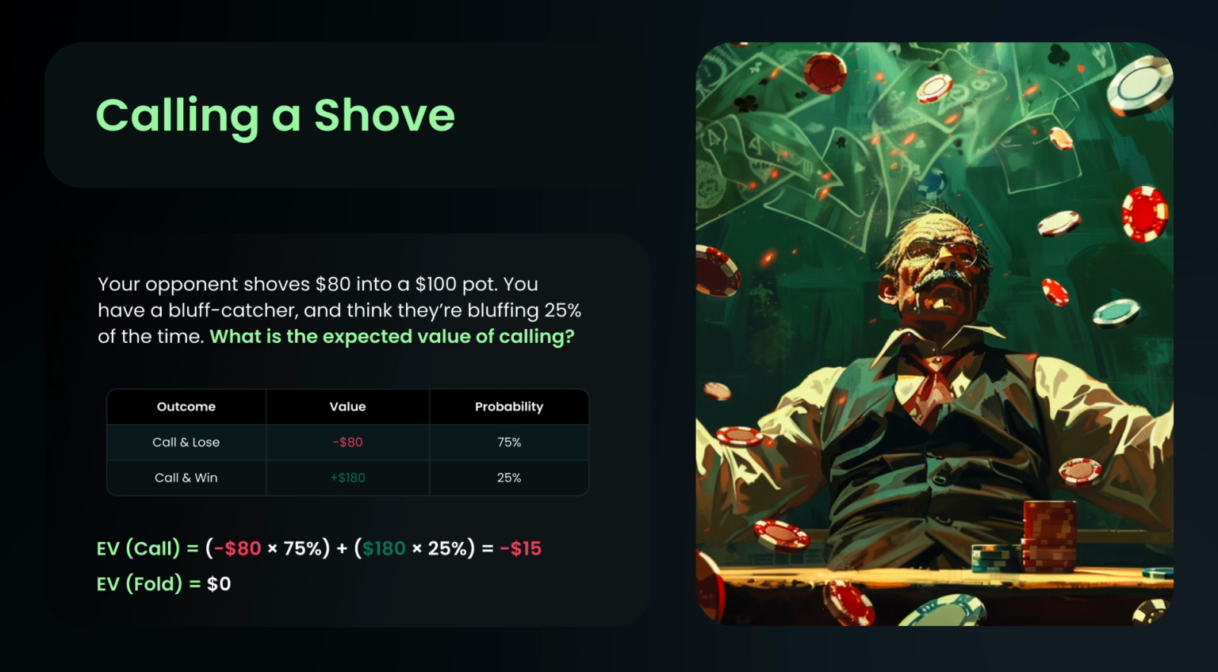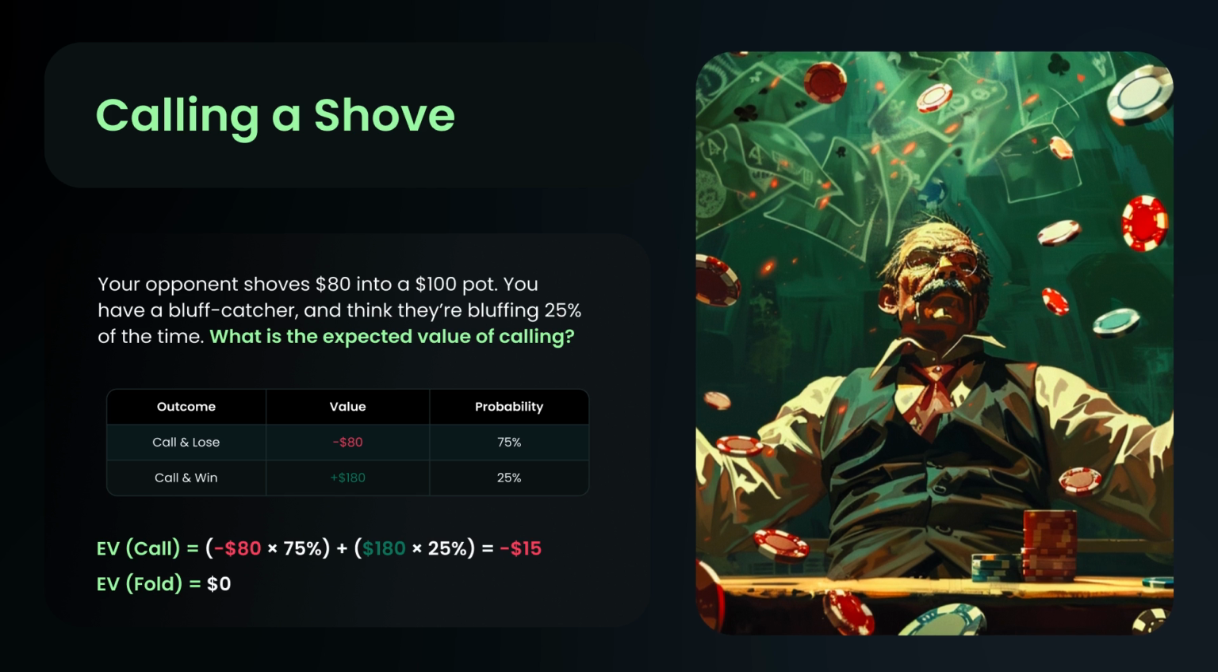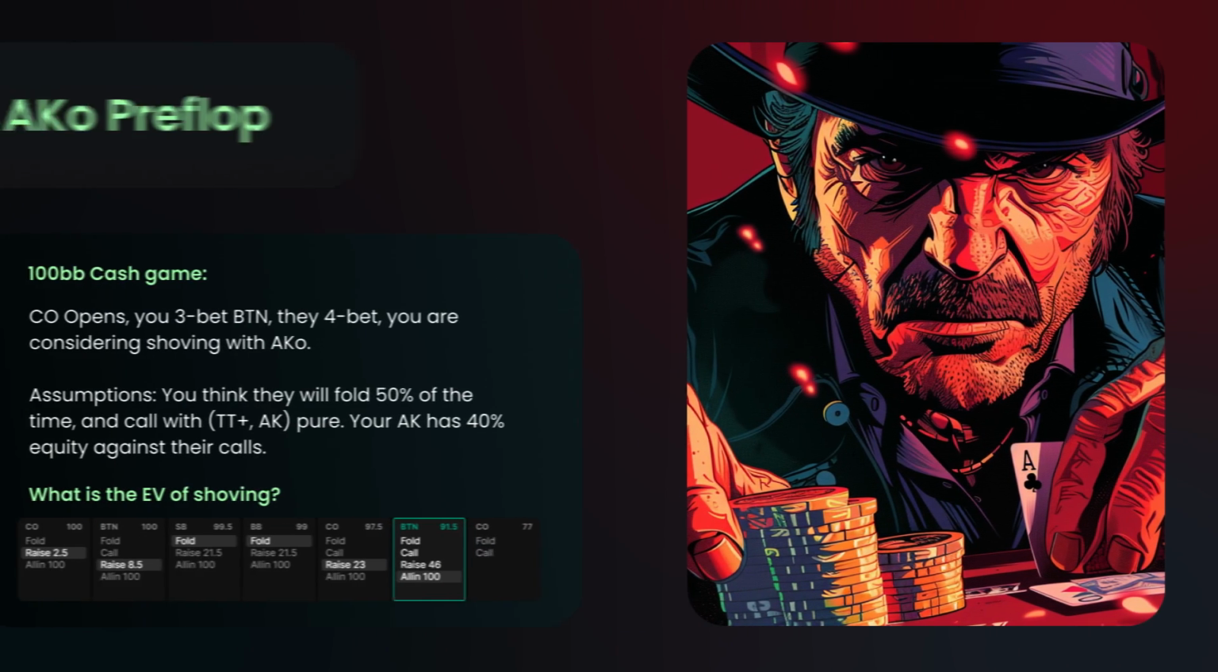Again, we just multiply these out, add them together, and we can find that the expected value of calling is negative $15. So this is a bad call if they're only bluffing 25% of the time. You need them to be bluffing more often to make this call profitable. How often exactly? Well, calculate your pot odds to find out. All right, let's step it up a notch.